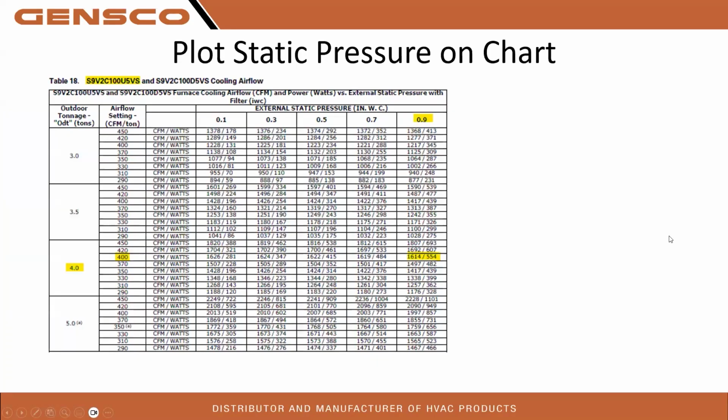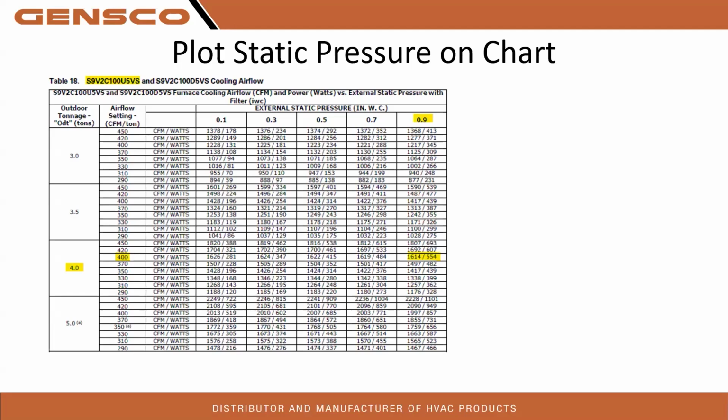These are what some of our blower charts look like. This is an S9B2 with a 5-ton blower. We were running a 4-ton unit. We had it set for 400 CFM per ton. And at 0.9, yeah, we were able to do it. So we have high static pressure. It is beyond what the manufacturer wants to see, right?